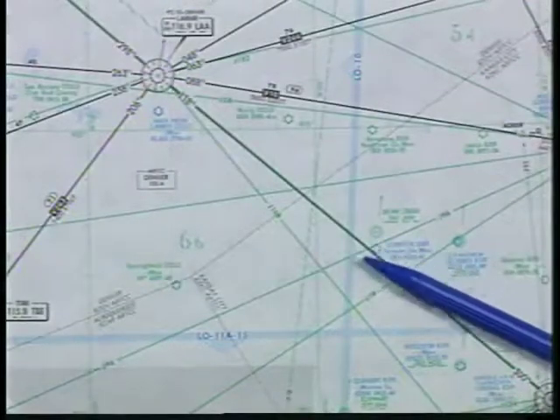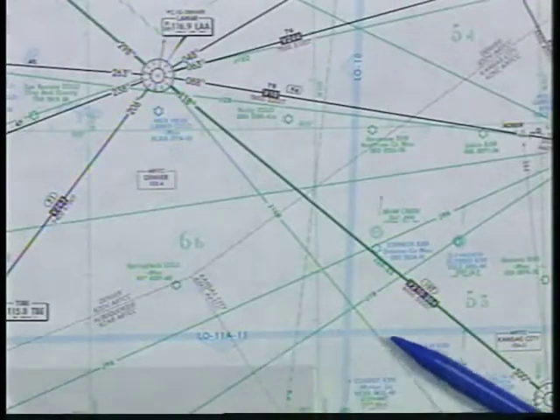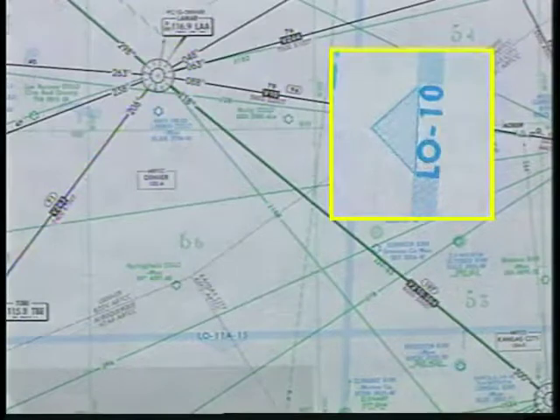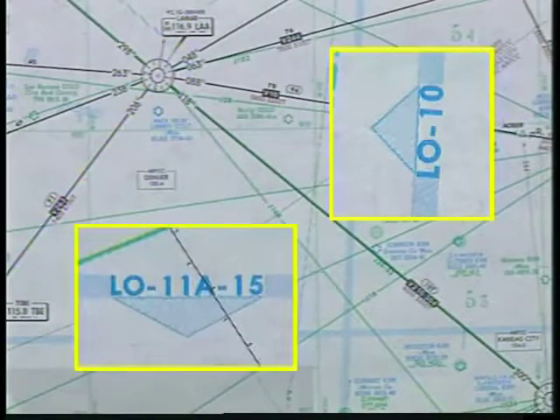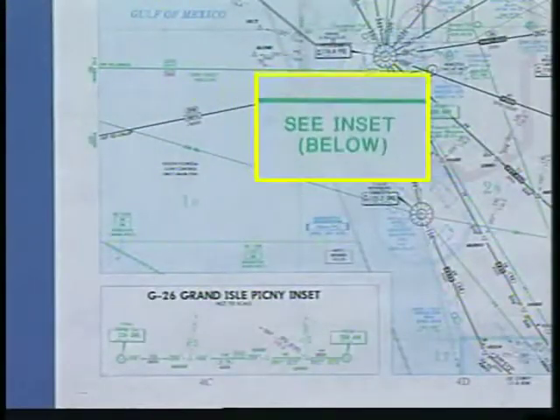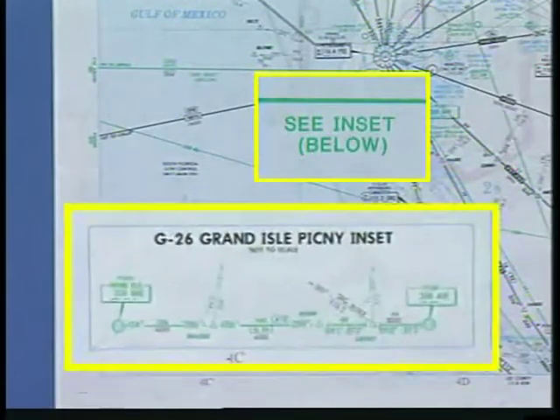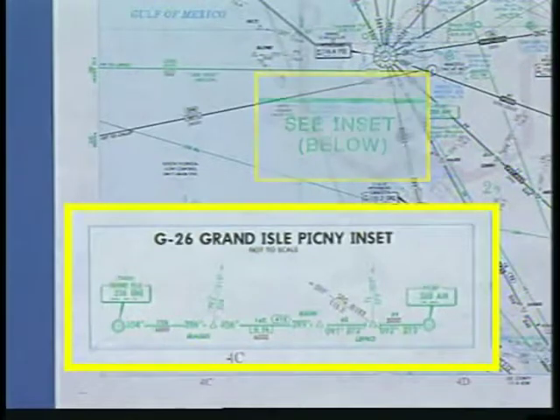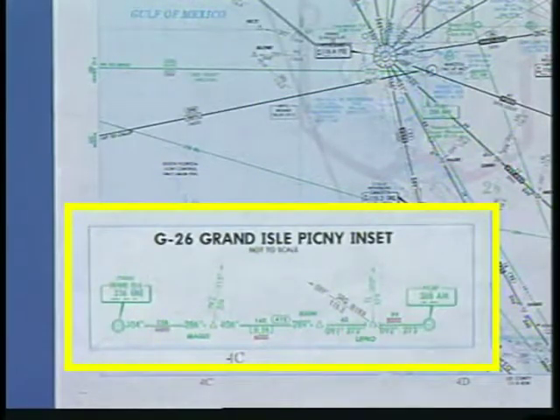Light blue bands portray areas where enroute charts overlap one another. In this instance, the low 10 and low 11A and 15 represent the exact locations where those charts overlap this chart. This note refers to an area which is covered elsewhere in an inset. If the inset is on a different chart, it will be noted. In this case, the inset provides you with the enroute data you need, covering an off-the-chart area over a body of water.